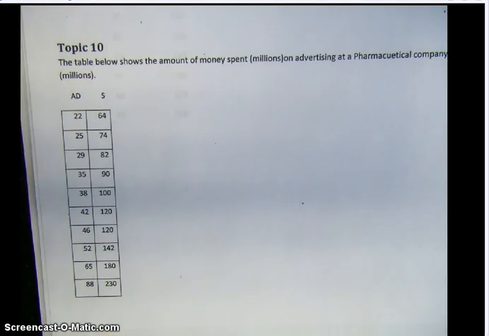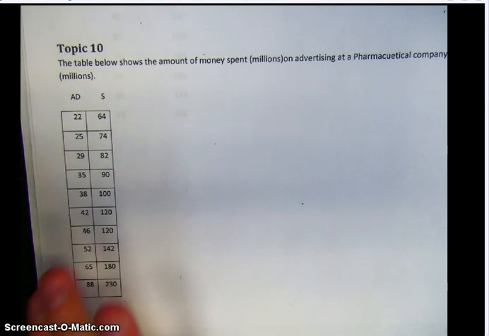Topic 10, if you're into advertisement, shows the amount of money spent on ads versus the amount of money that they got from sales for that ad. So that's an interesting thing if you're looking into going into that kind of business.